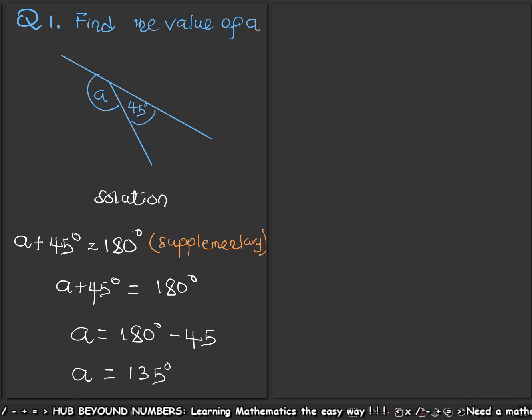So therefore, the value of A that we want here is what? Actually 135 degrees. And you realize that if you write that here and you sum that up with 45, you are getting what? A 180 degrees. So that is it for this question.